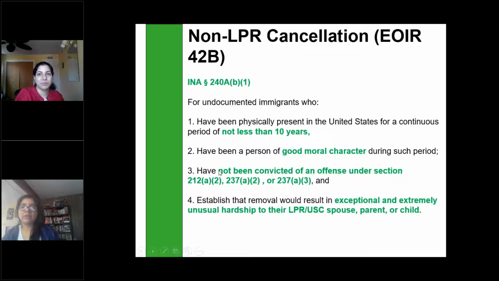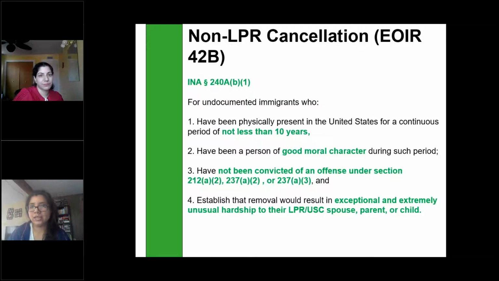All right, so I'm going to start off with non-LPR cancellation. And this is the statutory language for non-LPR cancellation. We're going to go through each of the elements at a time to show you what the pitfalls are there, things to explore with your potential clients. But there are 4 elements, well 5, for non-LPR cancellation.